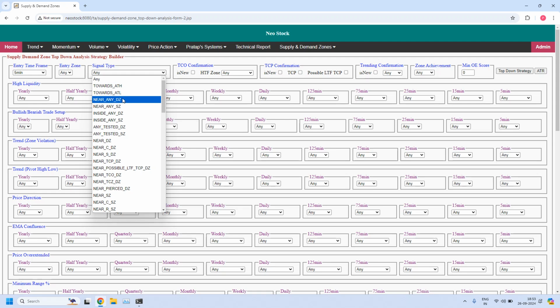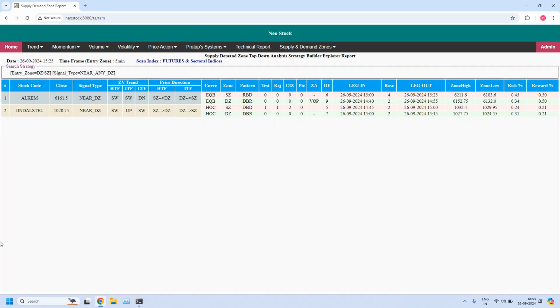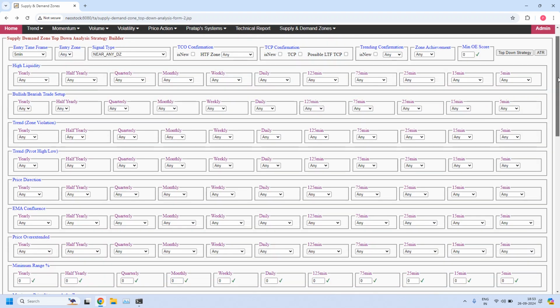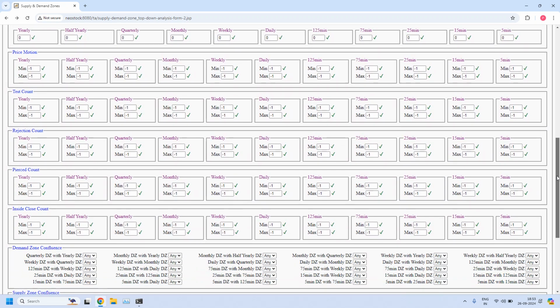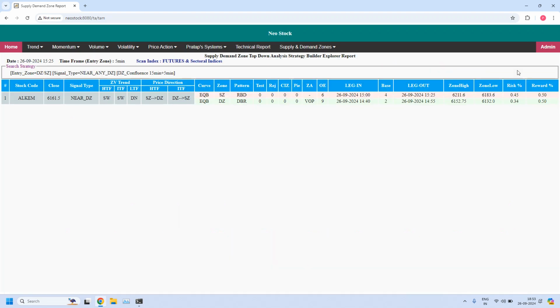Let us find the stocks near 5 minutes demand zone. 2 stocks are filtered. So let's verify whether any of these 2 stocks are having ITF confluence. That means, sorry, 5 minute zone should be part of the 15 minutes demand zone. So 5 minutes demand zone with 15 minutes demand zone confluence is enabled. Let's verify. Only one stock.